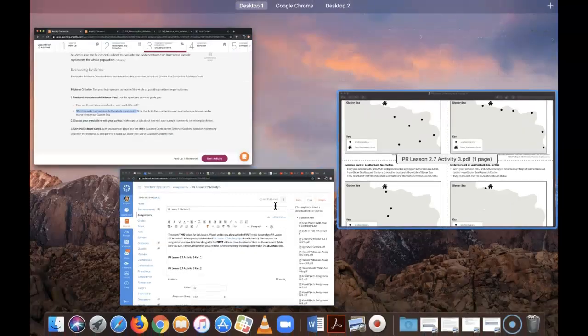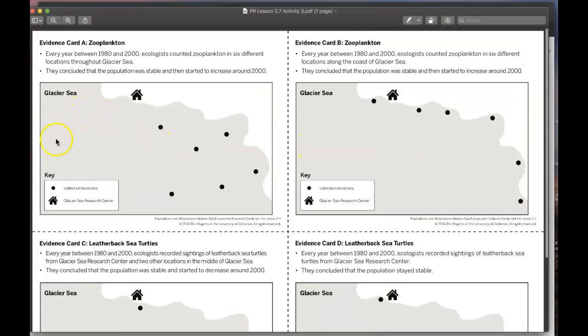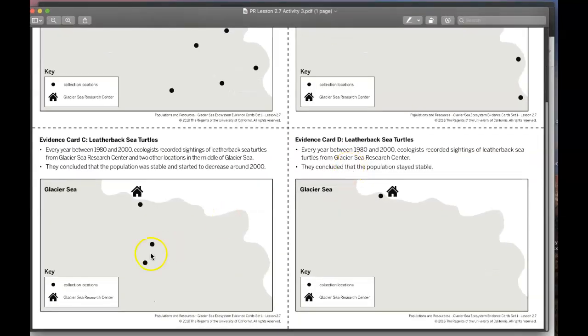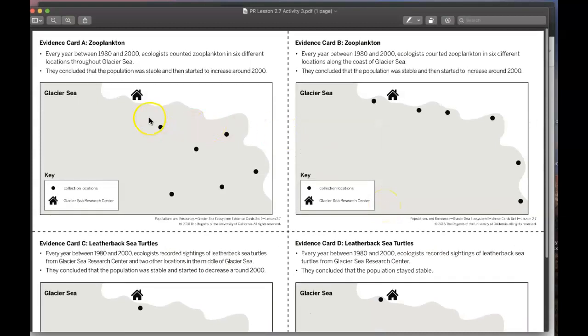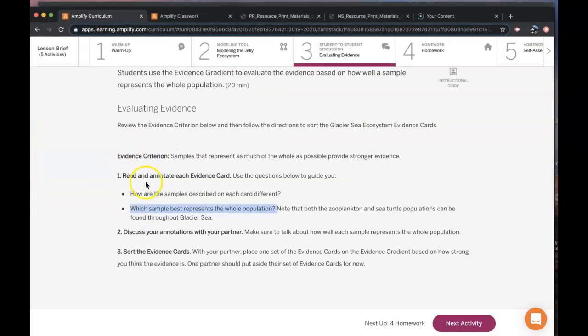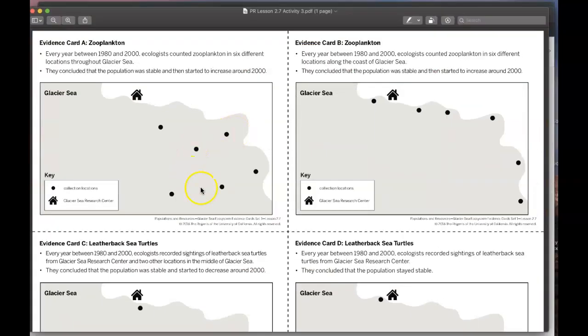So you will have this in Notability, and there's some space here. Just write down what you see. There's some space here. Write down what you see. Space here. Write down what you see. So you're going to annotate the card. Again, how are the samples described? So how are the samples here? How are the samples here? So for example, this one, there's 6 samples, 6 locations, and the samples are pretty spread out. So that's what I would write here. And then I would describe what I see here.